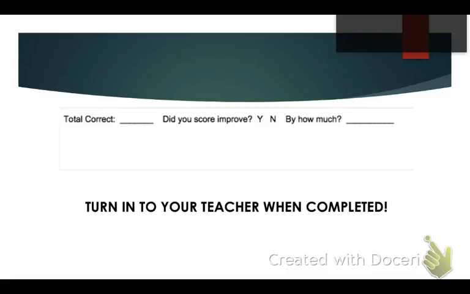Write the total amount you got correct, if you improved or not, and by how much. I do want you to remember that this is the top of the 8th grade standard, so it is difficult. Again, feel free to use your calculator and ask questions.